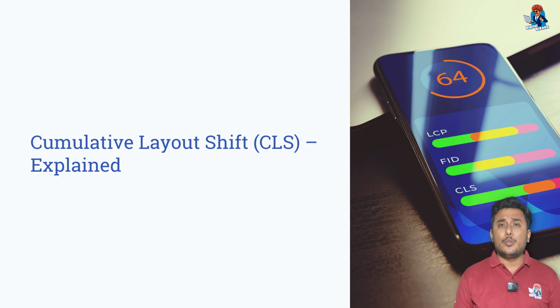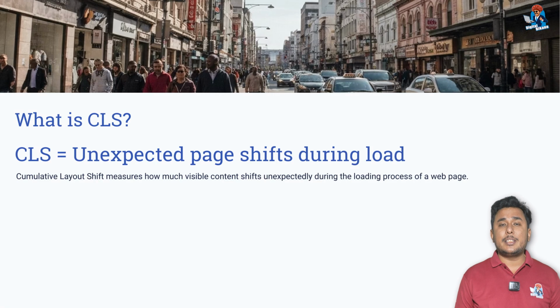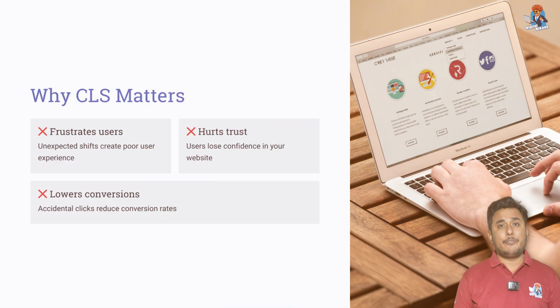It is one of Google's Core Web Vitals and directly affects both user experience and SEO. CLS measures the visual stability of a web page. It tells us how much the page layout shifts unexpectedly while users interact with it. If text, images, or buttons suddenly move while loading, users may click the wrong thing. This hurts usability, trust and conversion.